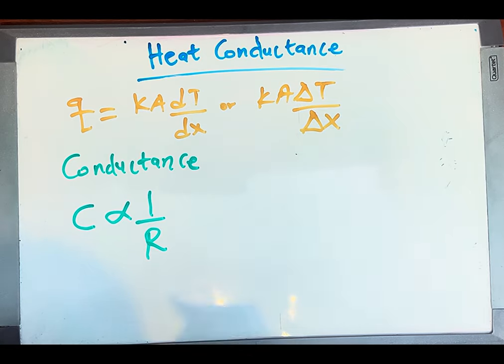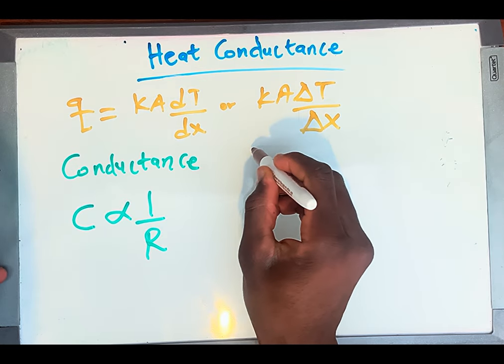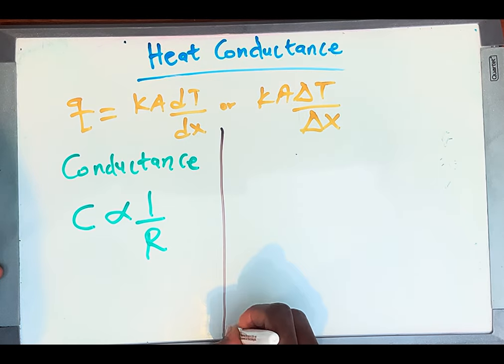Conductance is inversely proportional to resistance. Anytime a material has a good conductance, then it tends to have a very poor resistance. A material can never have good conductance and good resistance at the same time. The two are inversely related. So as I said, conductance defines how good a material is in transferring heat.